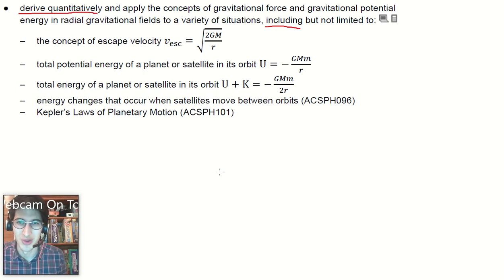For the purpose of this video, we are not going to do more. This is already plenty. We're also not going to do them in order. In fact, Kepler's laws of planetary motion, I've already said how that relates to various situations, so we've done that in the last video. Have a look at that if you want to know more about Kepler's laws. And we're going to start with the total potential energy of a planet or satellite in orbit.